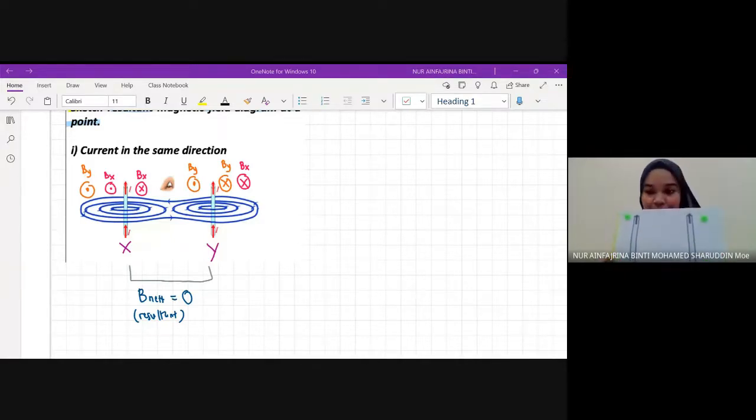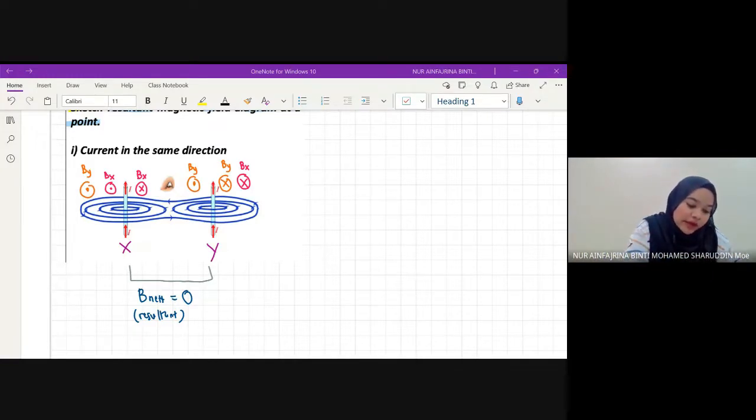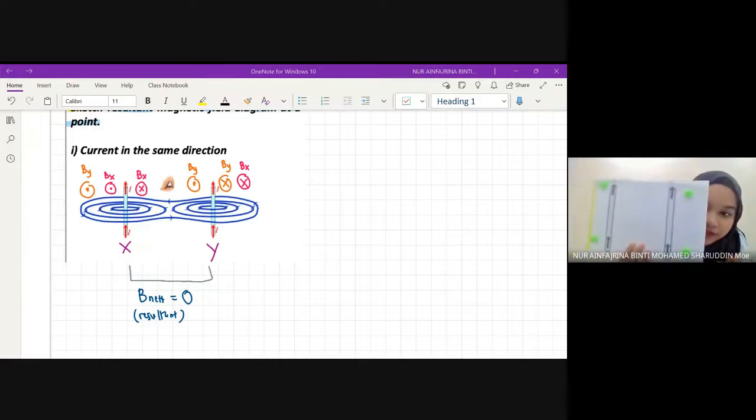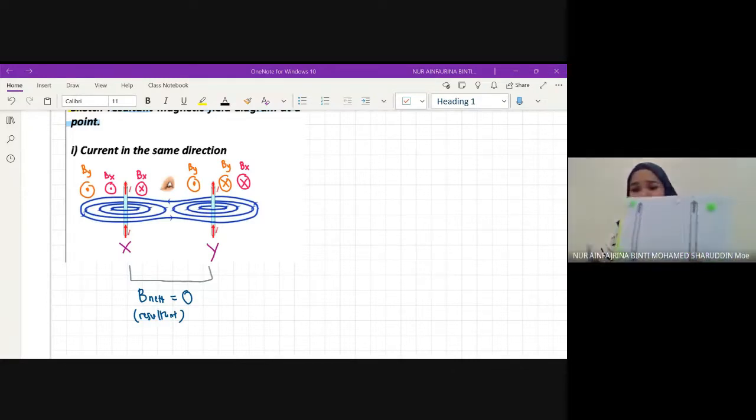So we will have two wire, right? So I will label this as my wire X and wire Y. So Miss akan label dulu. Wire X and wire Y. So I have two wire, X and Y. So now as we know, we will use right hand grip rule to determine the magnetic field.